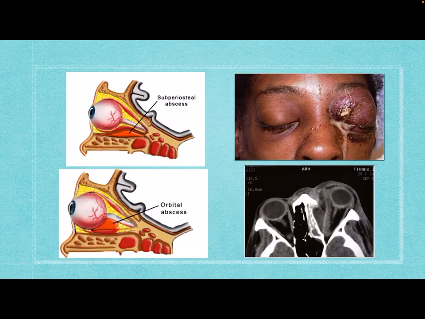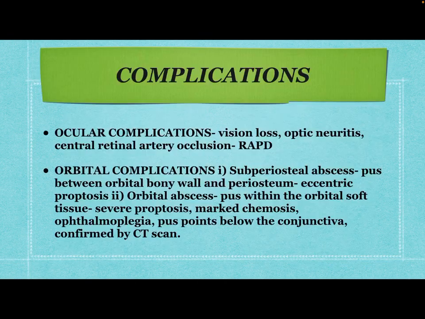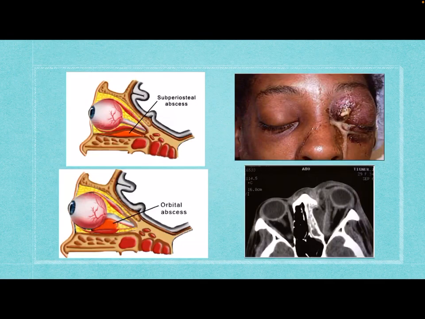Now, orbital abscess is where within the soft tissue of the orbit, there is pus formation, pus collection. This will lead to very severe proptosis, and there will be chemosis and ophthalmoplegia, and the pus will be so much that it will start going forward in the orbit, and it can reach the conjunctiva and protrude out from beneath the conjunctiva.